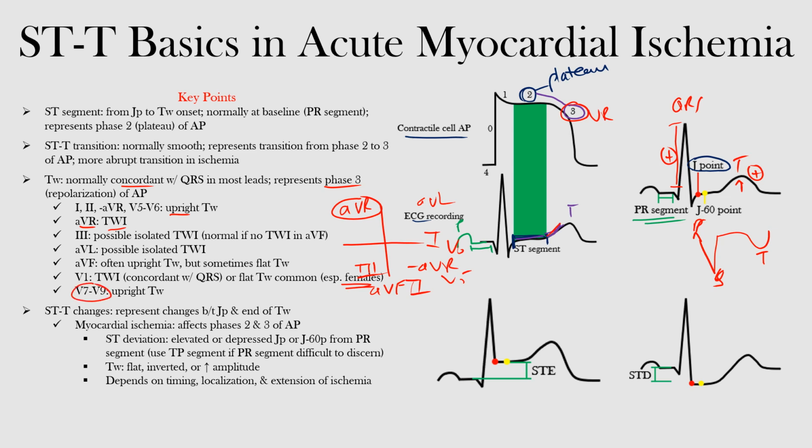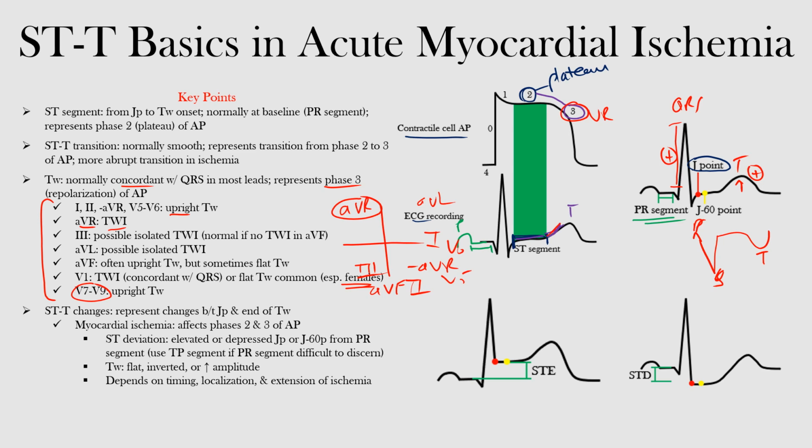In the posterior leads, V7 through V9, you'll see upright T waves. So these are all normal changes that you can expect to see with our T waves. All right, now because phases 2 and 3 of the action potential are related, changes to the ST segment will also affect the T wave. These changes between the J point to the end of the T wave are commonly referred to as STT changes. So let's look at these STT changes that occur during ischemia. Myocardial ischemia affects the plateau phase, phase 2, and rapid repolarization phase, which is phase 3, and therefore is why ischemia causes these STT changes.